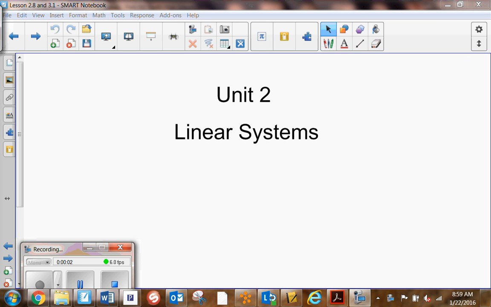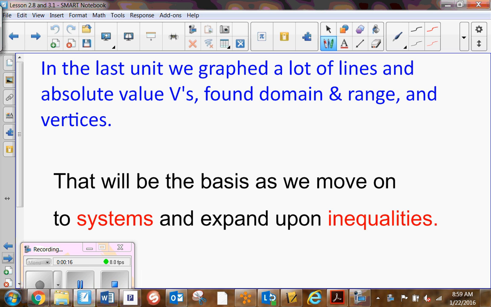All right, today we're going to start our Unit 2, and it's on linear systems. We've been doing a lot with linear the last unit, chapters 1 and 2. We're going to continue that and also expand a little bit. As a matter of fact, in the last unit we graphed a lot of lines and absolute value v's. We found domains and ranges and vertices, and we talked about transformation of certain functions.